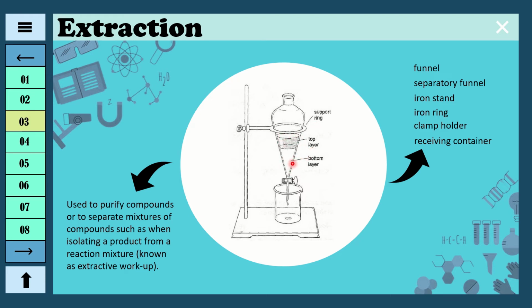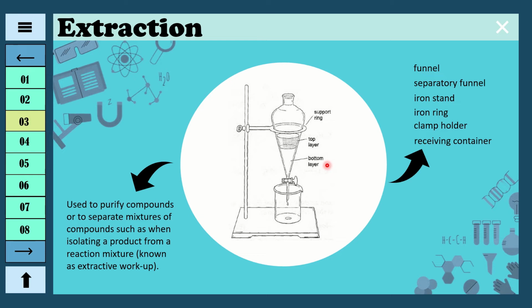Extract now the immiscible liquid separately by manipulating the stopcock plug of the separatory funnel and place each in a different designated container. As you can see in the resulting product of extraction, we saw two layers, the top layer and the bottom layer.